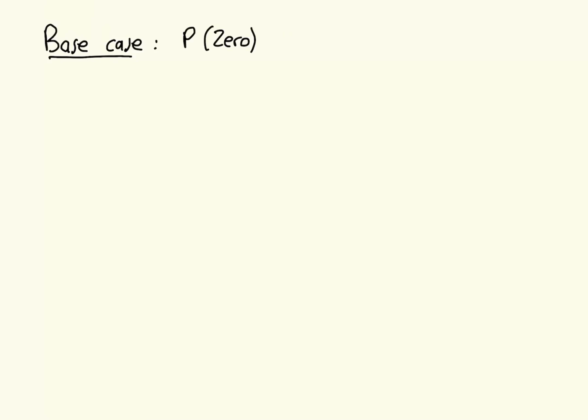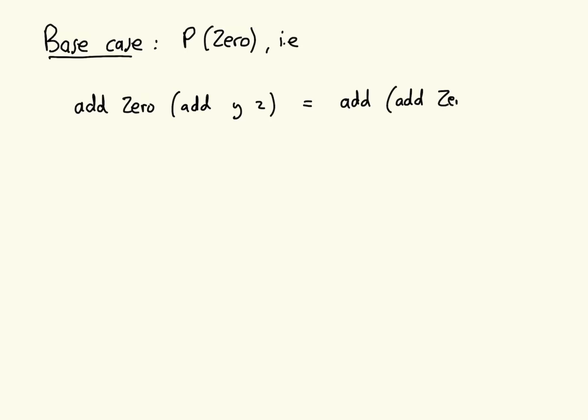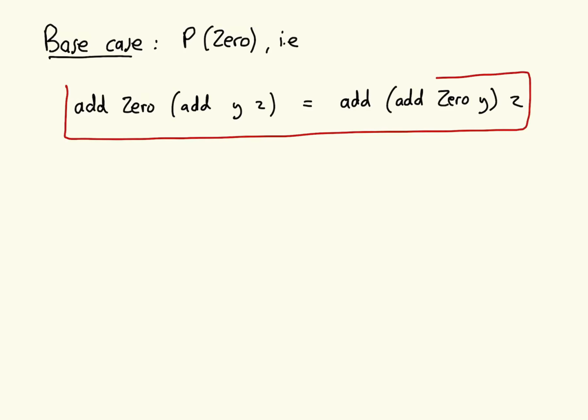So this is very easy to do. So i.e., if we spell the property out, we need to show that when you add 0 onto add of y and z, that is the same thing as adding add of 0 and y onto z. Okay, so again, let's put this in a little red box, because this is what we're trying to prove, or what we need to prove.